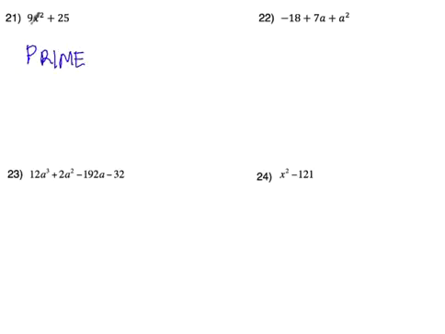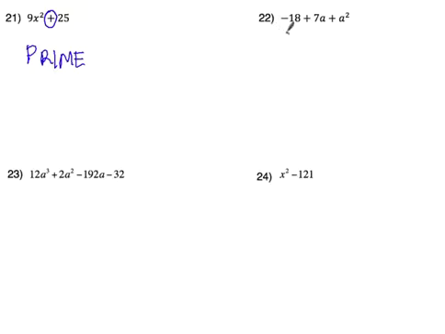Those of you wanting to break this down and saying, oh, there's a perfect square here and a perfect square here, you are absolutely correct. However, you need to look at the sign here. The sign is a plus, not a minus, so that is not a difference of squares. So let's look at 22. Negative 18 plus 7a plus a squared.